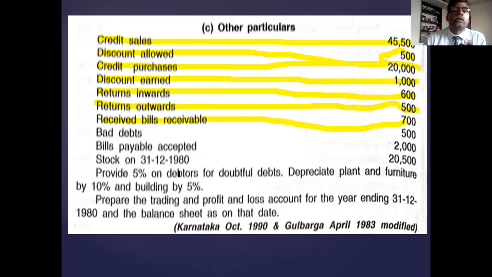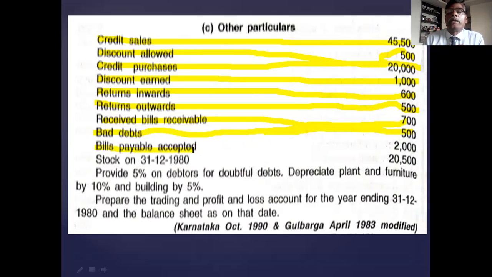Okay. Next, bad debt. Bad debt decreases the debtors. Therefore, it comes on the debtors account, sorry, credit side. Debtors account credit side first, and then P&L account debit side as an expense.